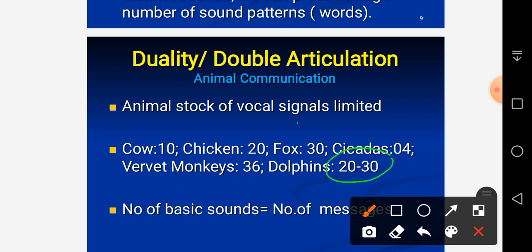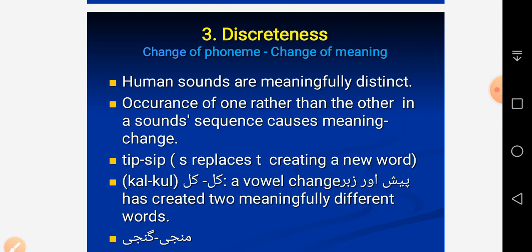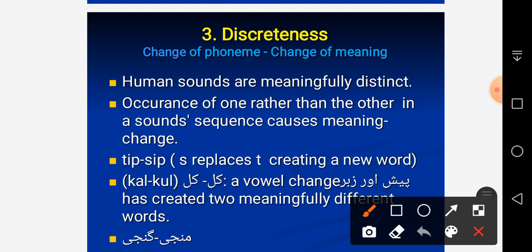On average, but human languages are capable of communicating an unlimited number of messages. Now, the third unique property of the human communication system, or human language, is that when we change a phoneme, there is a change of meaning. So discreteness, that is, human sounds are meaningfully distinct. Occurrence of one rather than the other in a sound sequence causes meaning change.